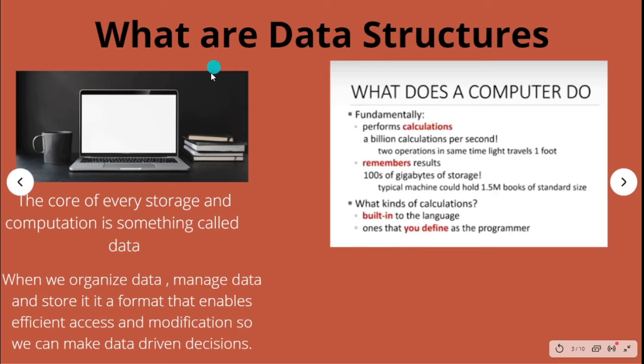And as you can see, this question is, what are data structures? The definition of data structure is when we organize, manage, and store this data in a format that enables us to efficiently access it, which is important. That means efficiently query it, efficiently take it, efficiently know where it is and modify it. And so when we can access the data and modify the data, this enables us to make data-driven decisions. And what are data-driven decisions?